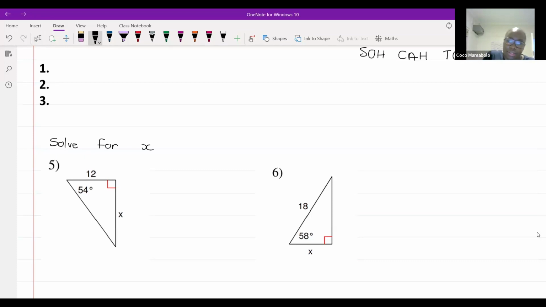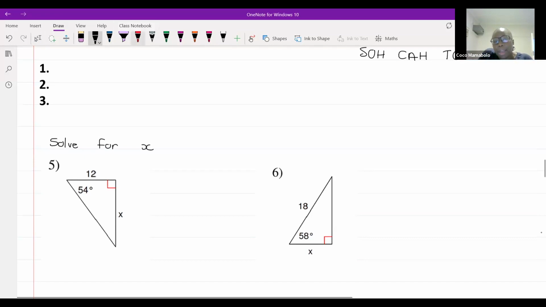Solve for x. And it doesn't really tell us what it is we need to do in order to get there. And now here comes Teacher Coco's 3-step plan that's going to ensure that we know exactly what it is we need to do in order to answer these kinds of questions.